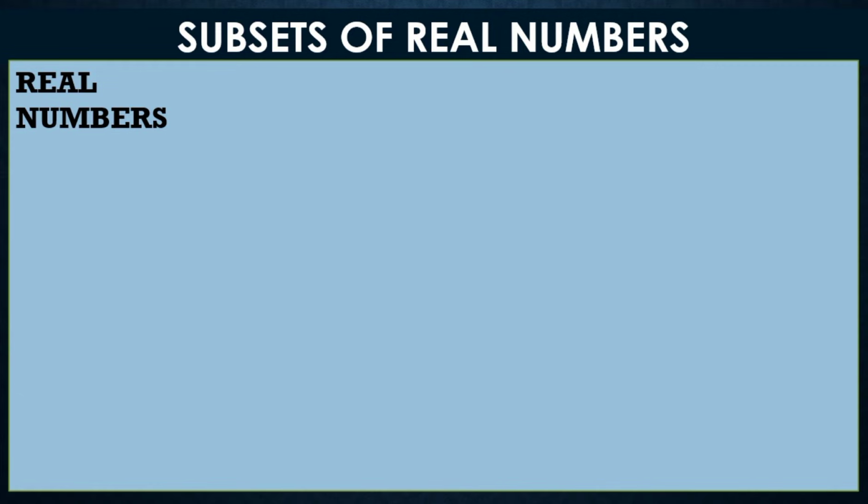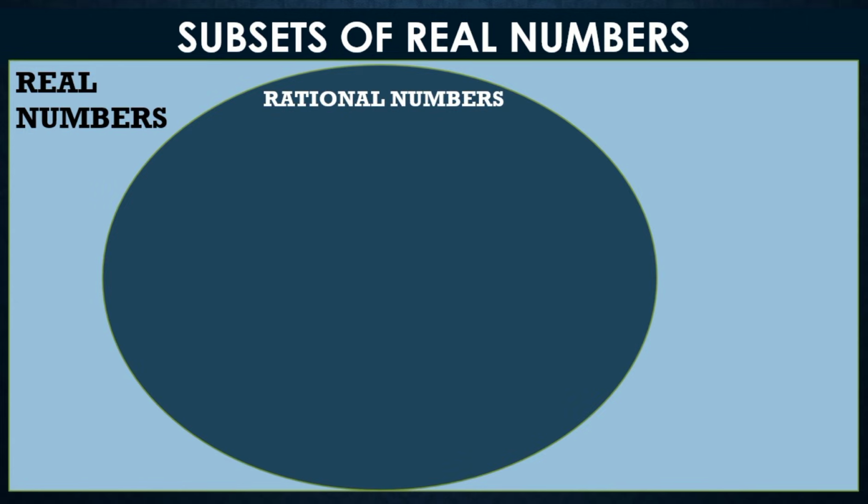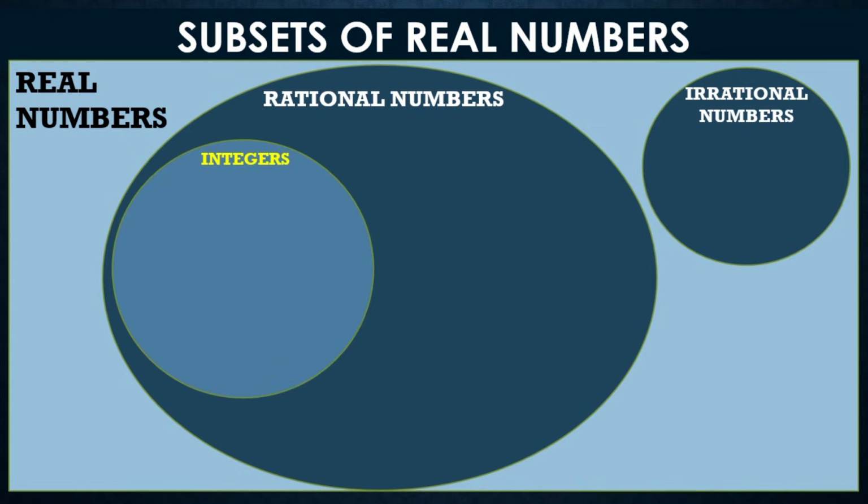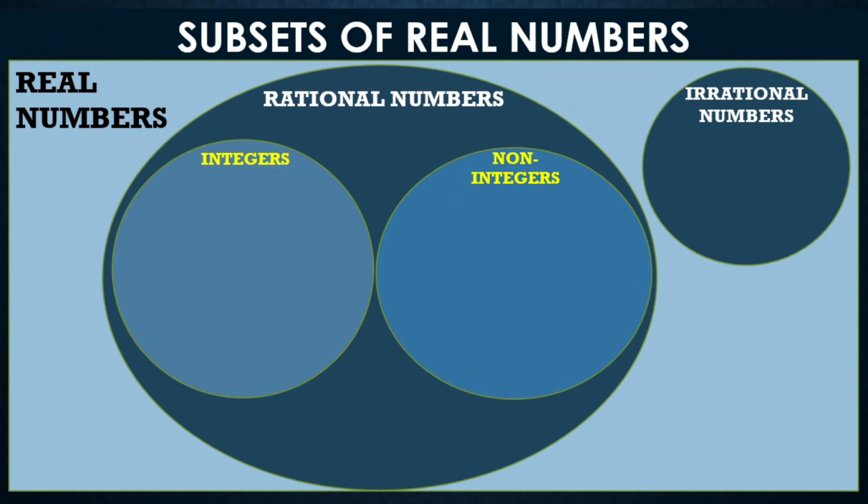So the real numbers have two subsets, the rational numbers and the irrational numbers. As you can see, our rational numbers are bigger than the irrational. Why? Kasi marami tayong rational numbers. So the subsets of rational numbers are integers and non-integers.